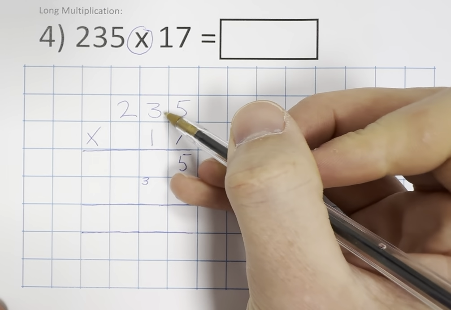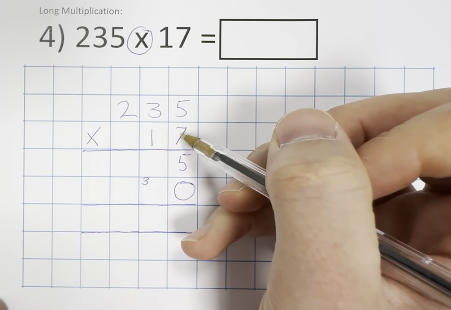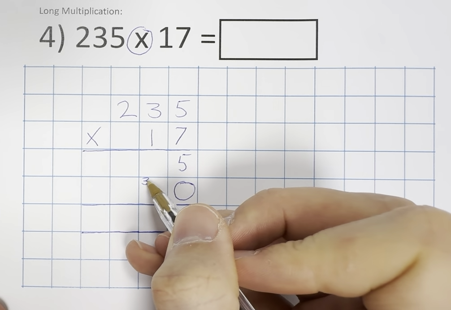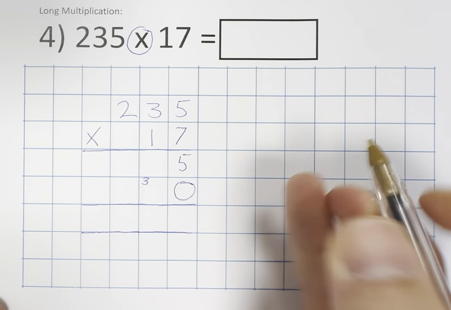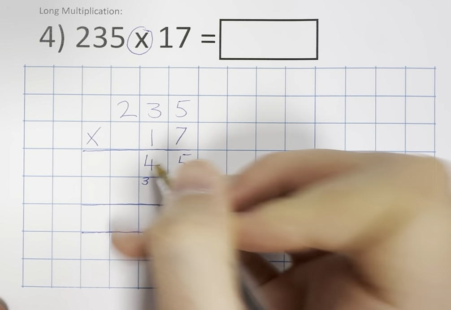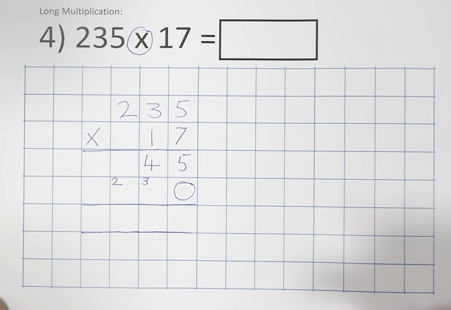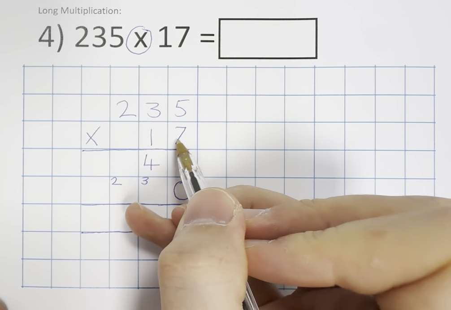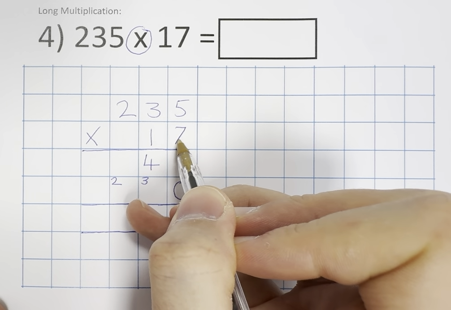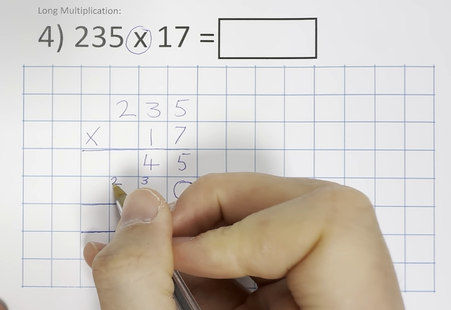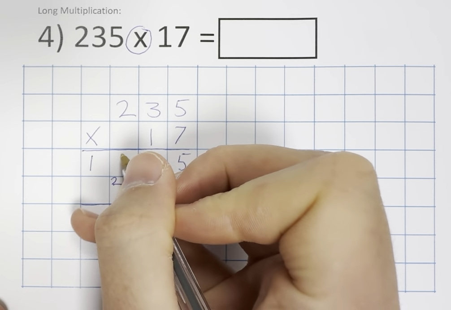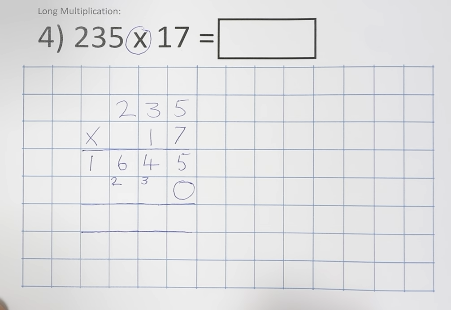Next we move on to the tens. 3 tens times 7 is 21. Tens plus this extra 3 is 24. And 200 times 7 equals 1400 plus this 200 here equals 1600.